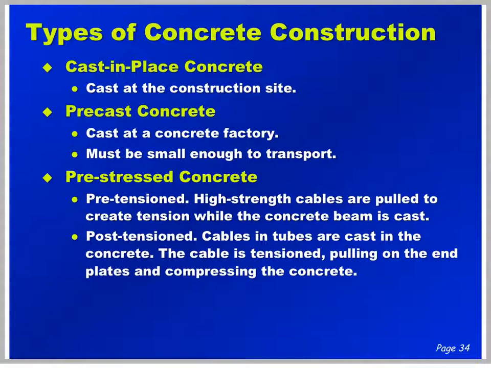There are several kinds of concrete construction. Cast in place, which simply means cast on the construction site, which is most typical. Precast, which is cast off-site and trucked in and then set in place. And the two variations of this would be pre-tensioned and post-tensioned. Pre-tensioned, the cables are stressed prior to casting, and post-tensioned after casting, both adding compression to the concrete member and making it stronger.